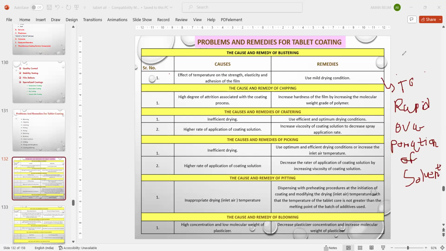And simply, what is a blister? It's a kind of swelling on the tablet surface. A blister-like structure gets formed. That is blistering, and it is because of too rapid evaporation of the solvent. Please kindly mute your mic. This is the reason behind blistering.